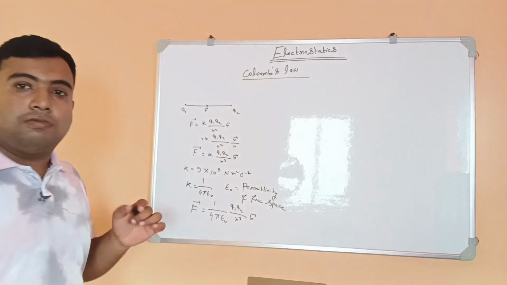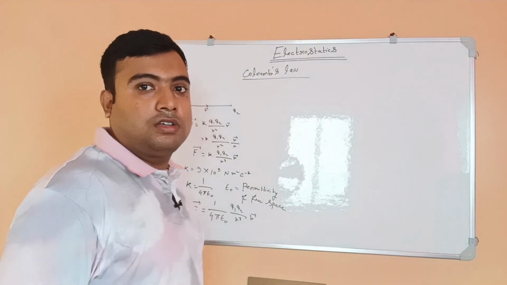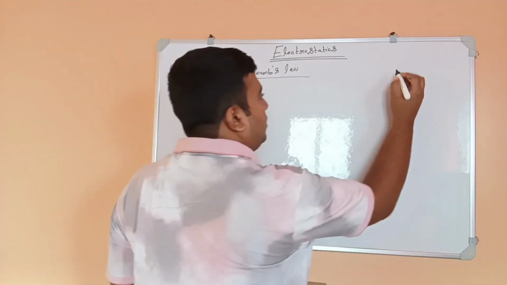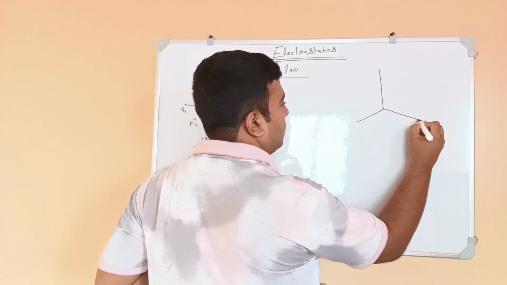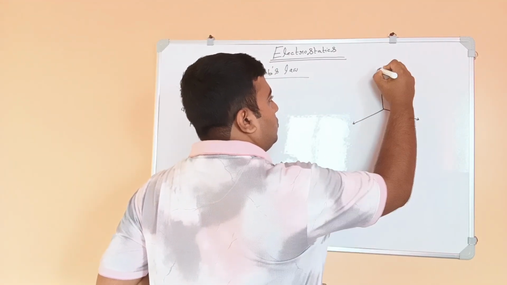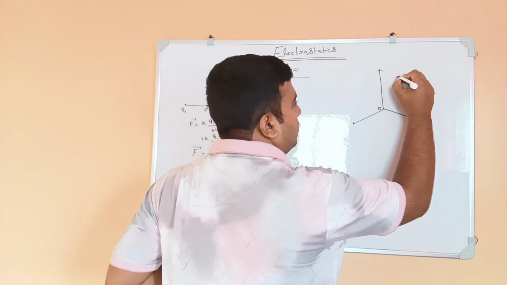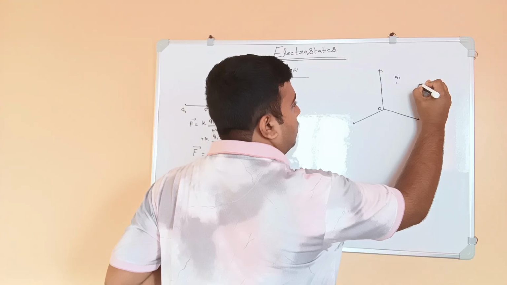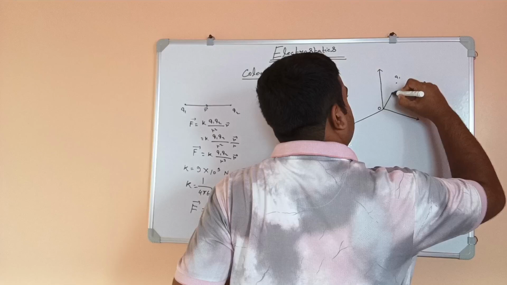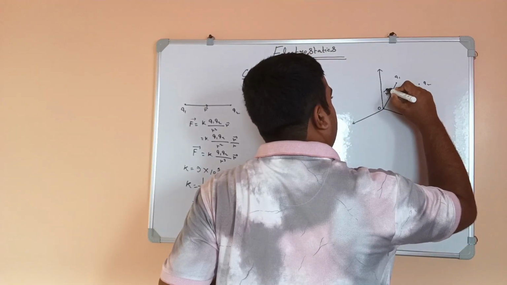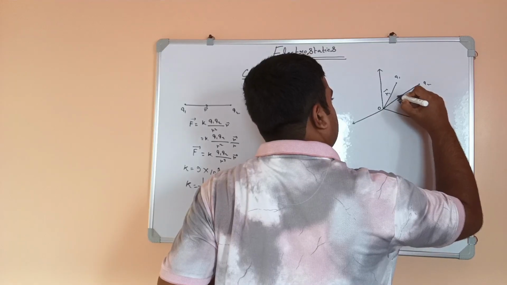This is the format, and there is another format we have to study. If we consider two charges in three dimensions, this is the origin, this is the point charge q1 and this is q2, and the position vector of q1 is r1 and the position vector of q2 is r2.